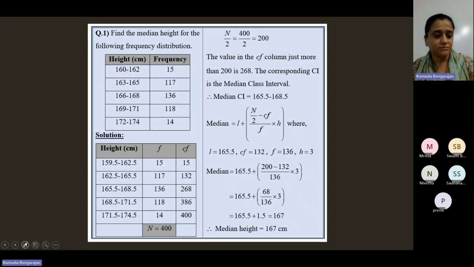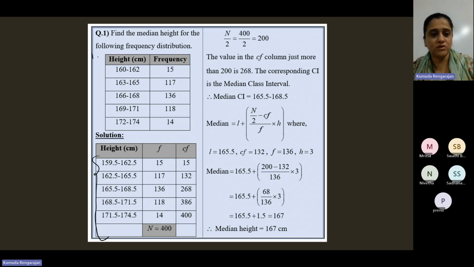You can see that here. The class intervals generated will be continuous. So that's one thing. To find median, if the class intervals are not continuous, you have to make them continuous. That's the first thing. We have done that. Now we have the frequencies given.